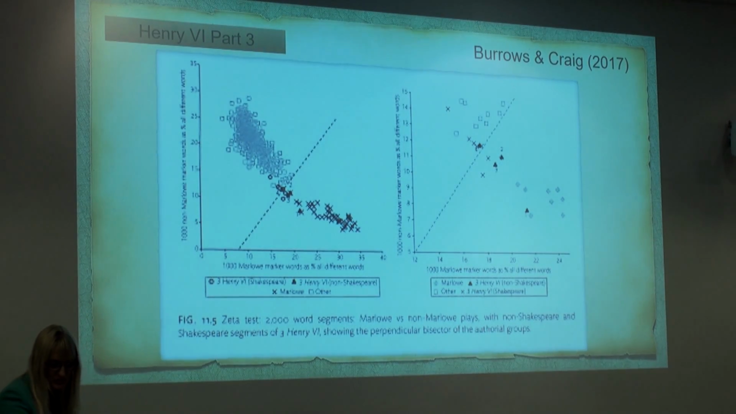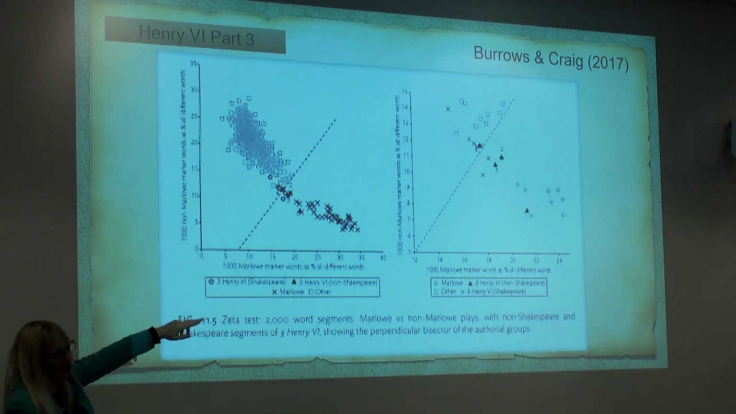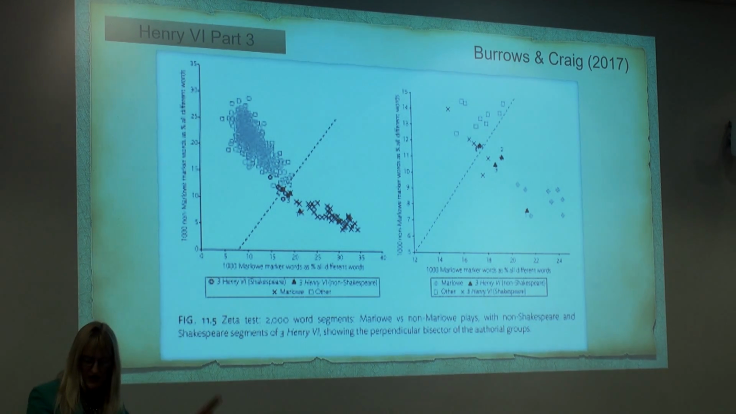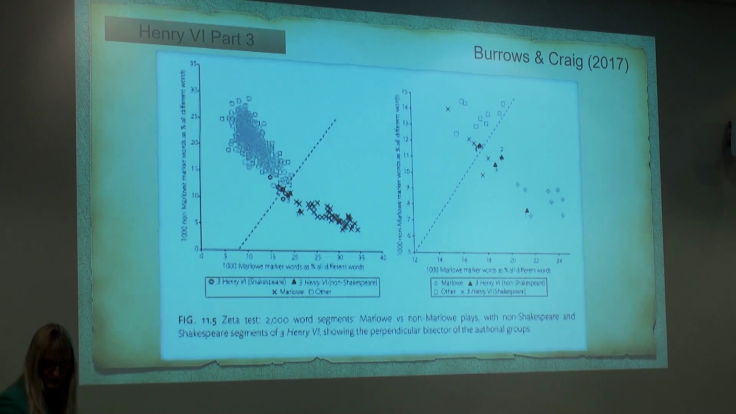The zeta test results with Marlowe marker words show far less separation. In fact, I think it would be fair to say it doesn't really show separation. It shows a kind of continuum here. Considerable overlap with both the Shakespeare and the non-Shakespeare segments of Henry VI, Part 3.